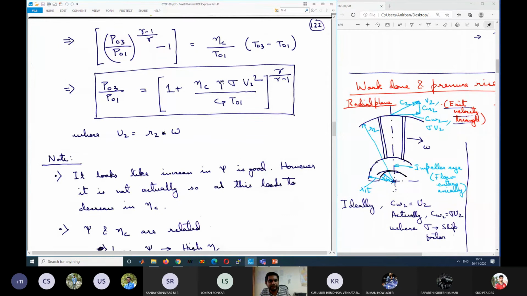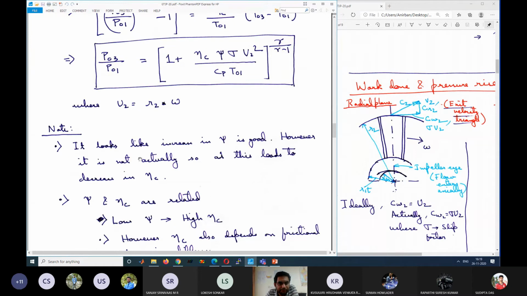If this is less, although it seems that the pressure ratio will be less, eta C will be automatically higher because it already has this factor inside. So overall, the pressure ratio will be higher. So this is one important parameter. It looks like increase in psi is good. However, it is not actually so, as it leads to decreasing eta C.